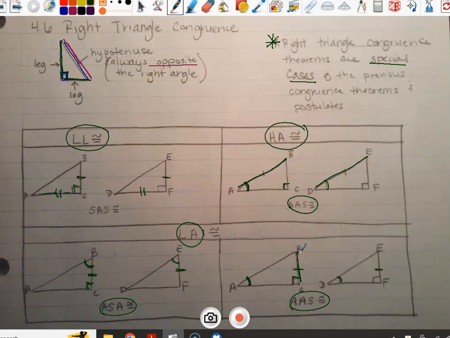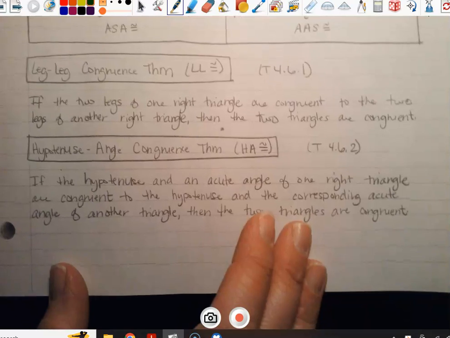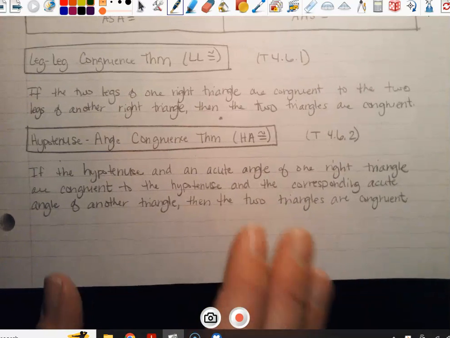So that's just so you can see that we're just expanding on these, but there are specific rules if they are right triangles. Kind of like some shortcuts that we can take with those. All right, so let's move on down and start looking at each of these theorems individually.